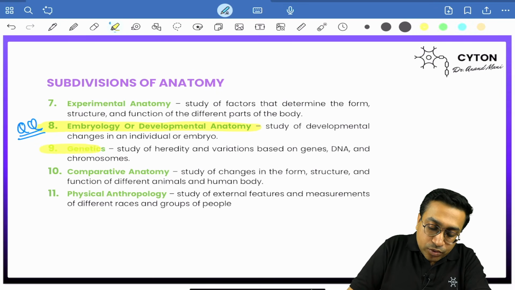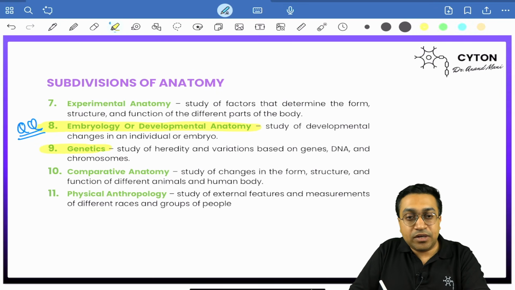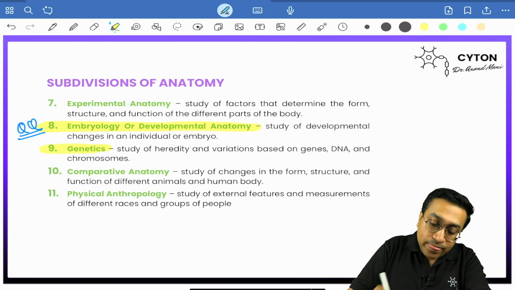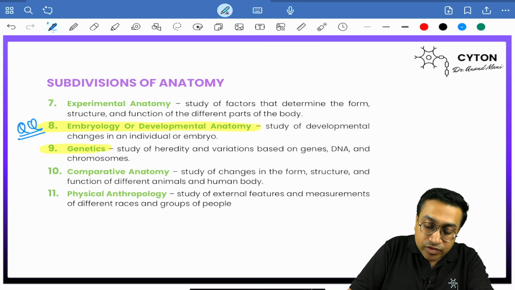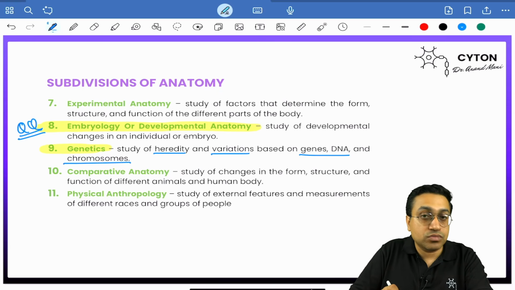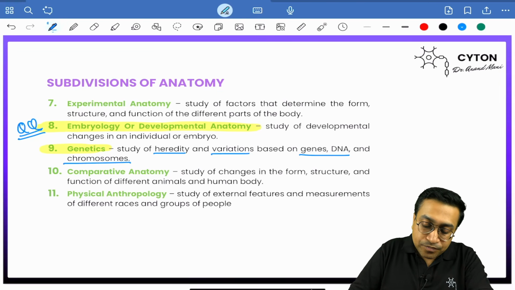Then as I told you, genetics you have been studying from 11th, 12th also. You will be building upon those concepts only. That is a study of the heredity and the variations based on genes, DNA and chromosomes. Okay, there are various syndromes which you will hear about, so you should be knowing.